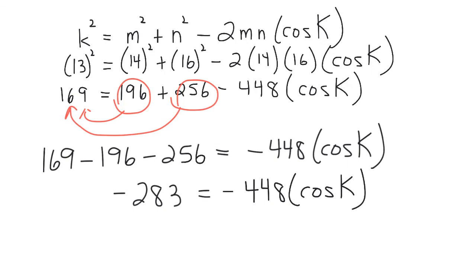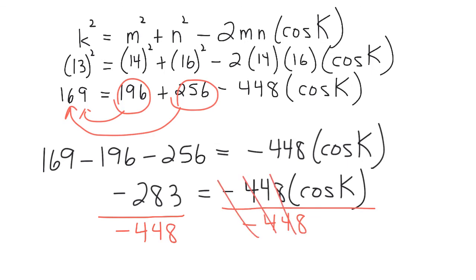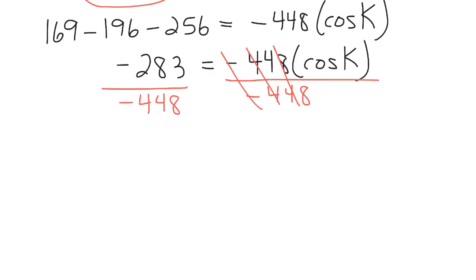We now are going to begin isolating for K, and so the first thing we're going to do is divide both sides by negative 448. Remember that the negative 448 on the right-hand side will cancel out. When you divide, you are going to get a long decimal value. Remember that you're going to round off your answer to 3 decimal places, and so that's going to give us 0.632.